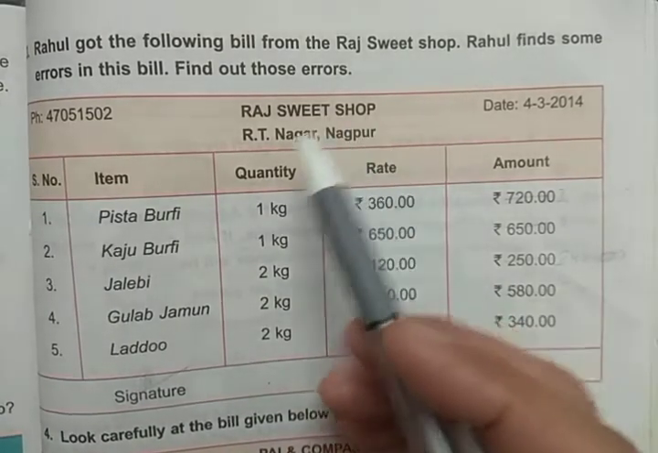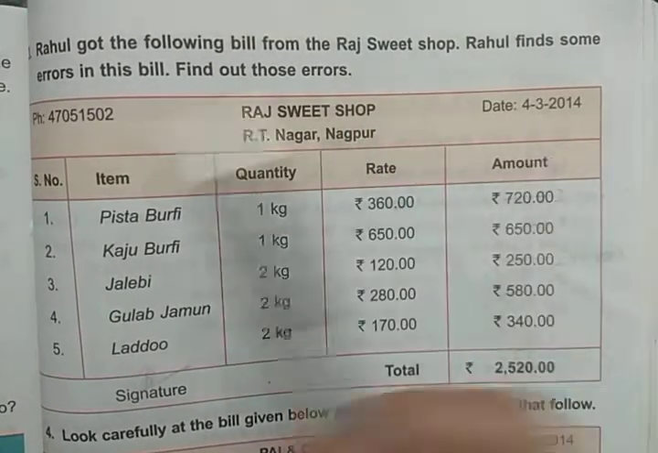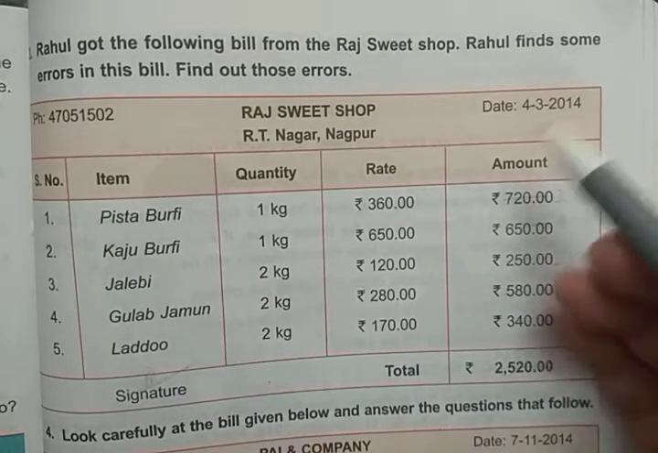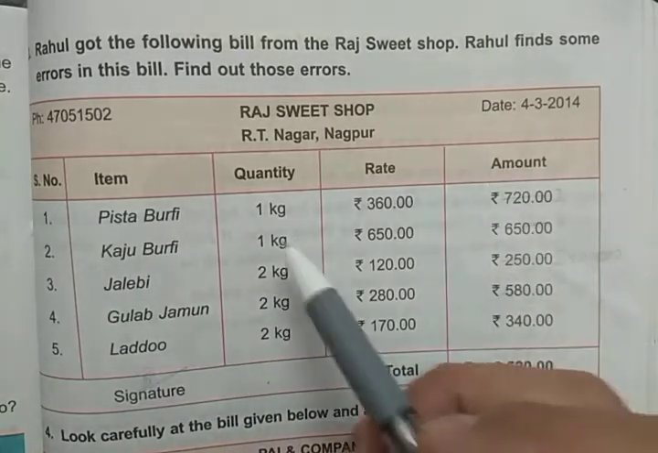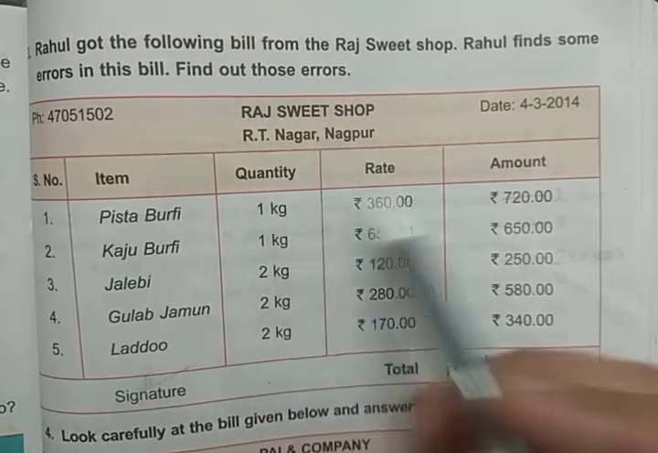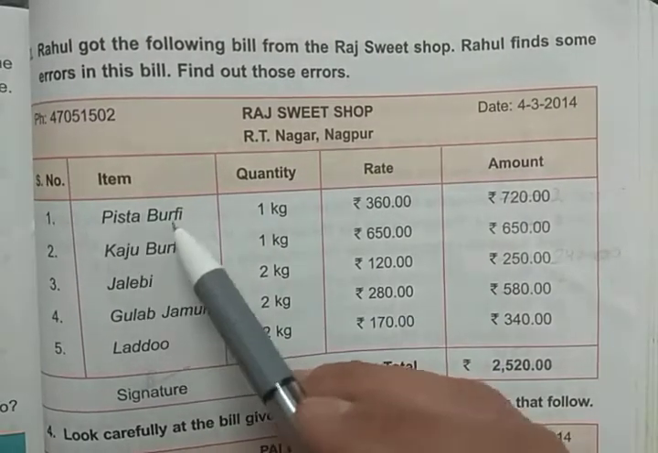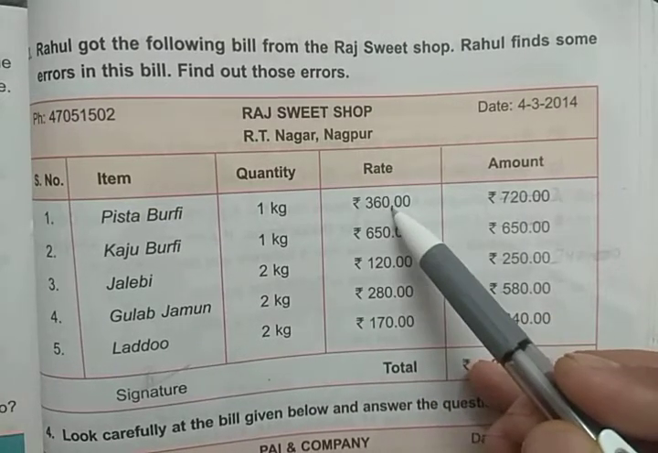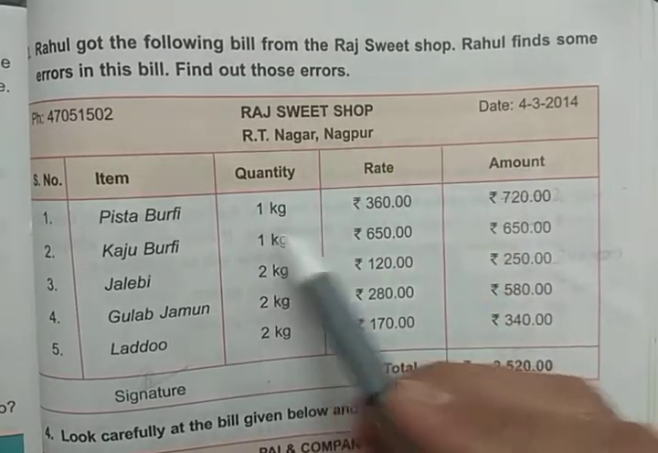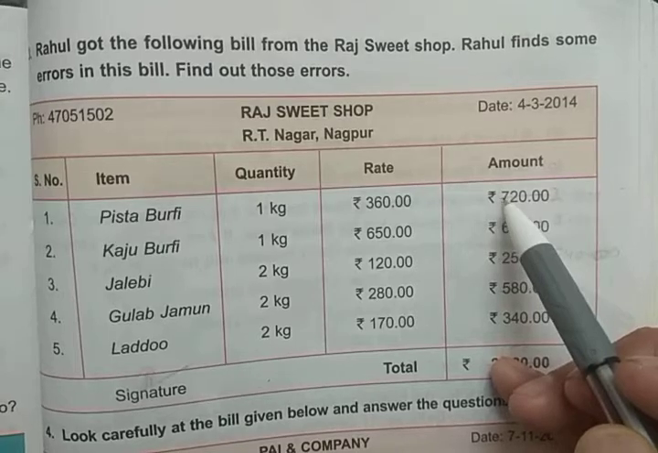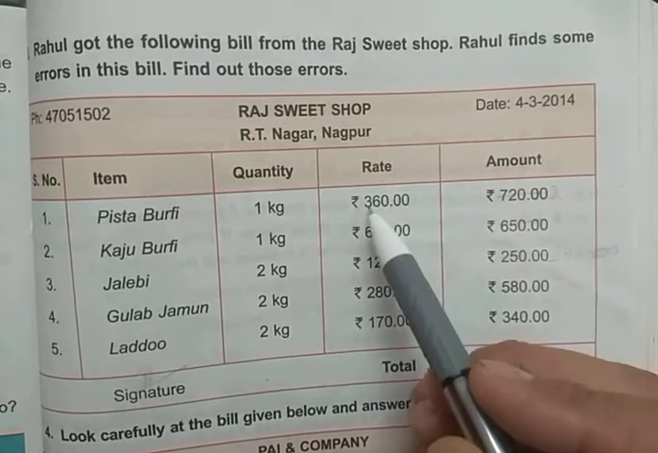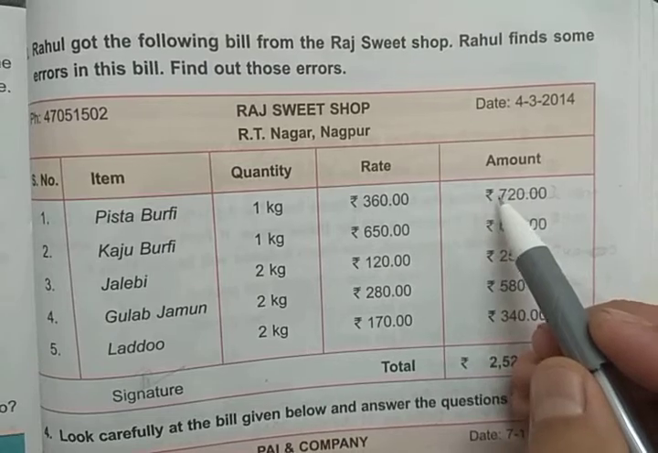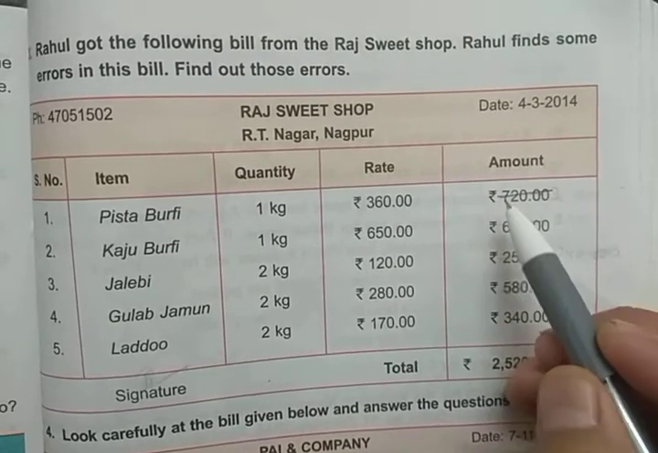So name of the shop, address, date and telephone number is given. Everything is given. We have to find out the mistakes. So here the first is pista barfi. Quantity is 1 kg purchased and its rate is 360 rupees. Now amount should be, what will be the amount? So 360 multiplied by 1 is 360, but it is written 720 rupees. So this is the first mistake.